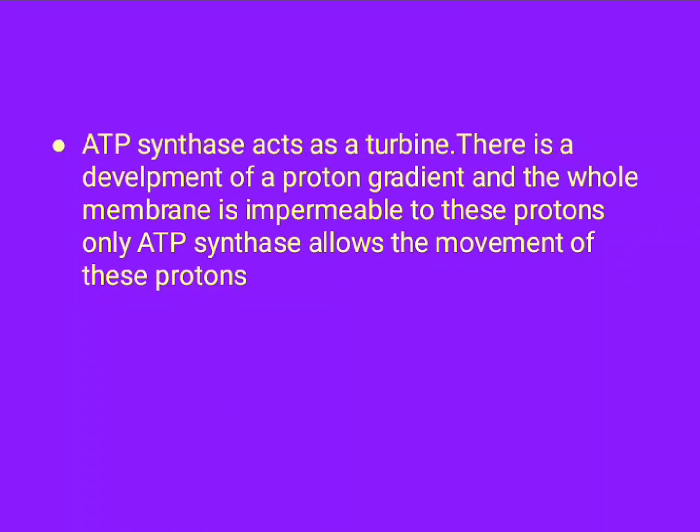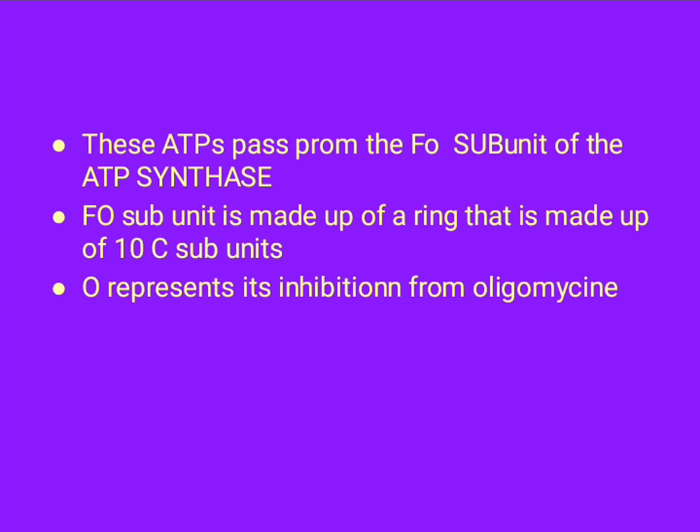ATP synthase is the smallest molecular motor and it acts as a turbine. There is a development of the proton gradient outside the membrane, due to which the protons travel through the ATP synthase and enter inside the mitochondrial matrix. ATP synthase allows the movement of these protons.